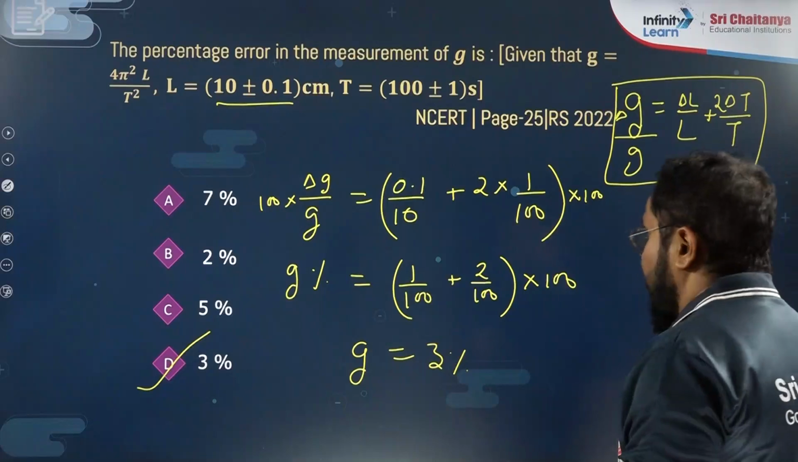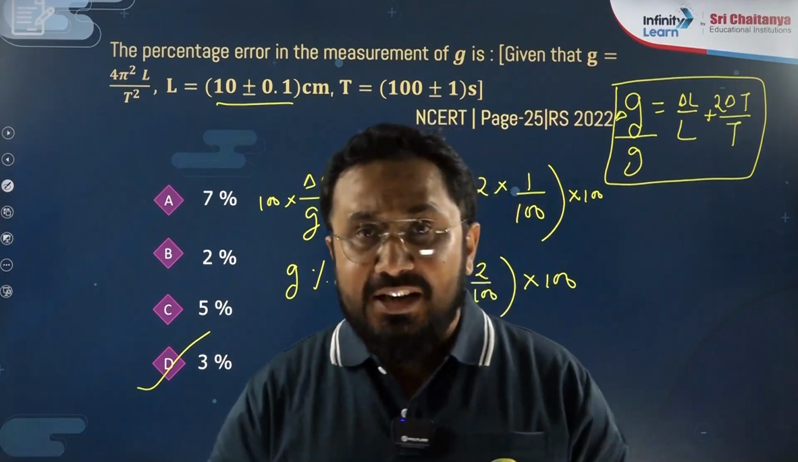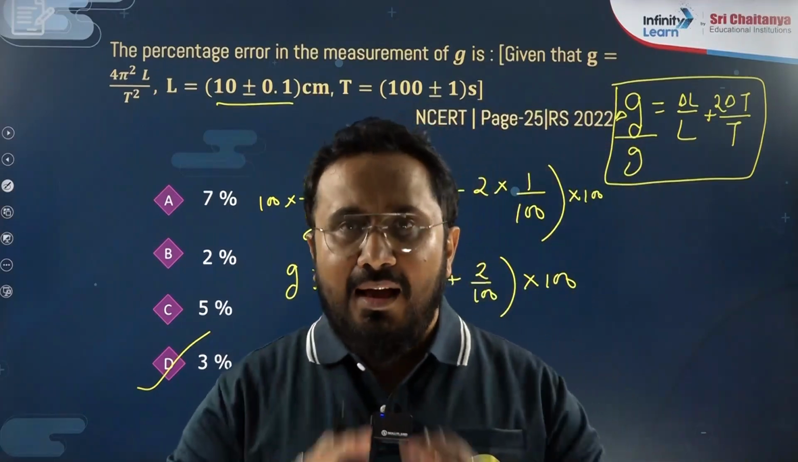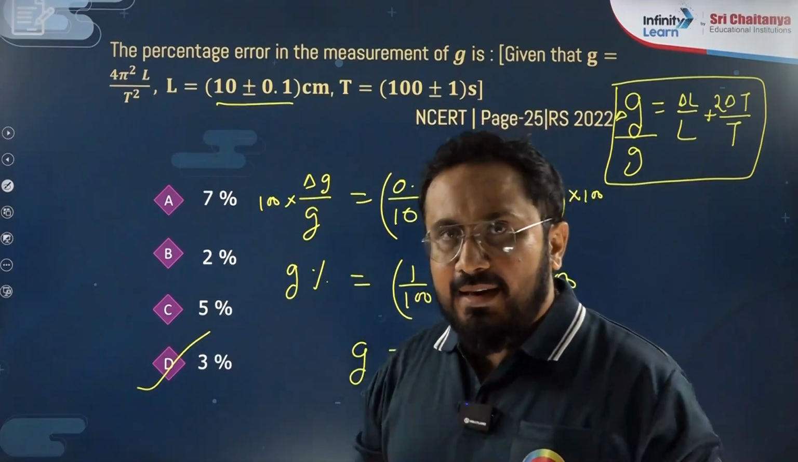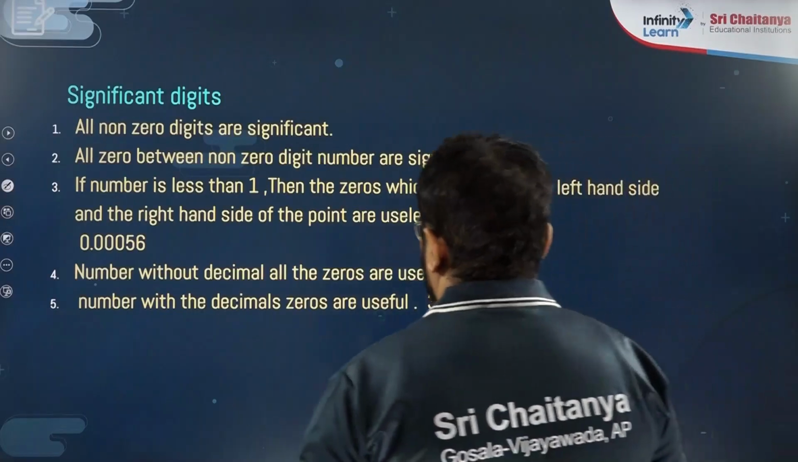Powers will come in multiplication, and whether anything will be in a division or in a subtraction also. But in error, it will be added only. Error will be added only. Error cannot be subtracted. Anyhow, error cannot be subtracted.